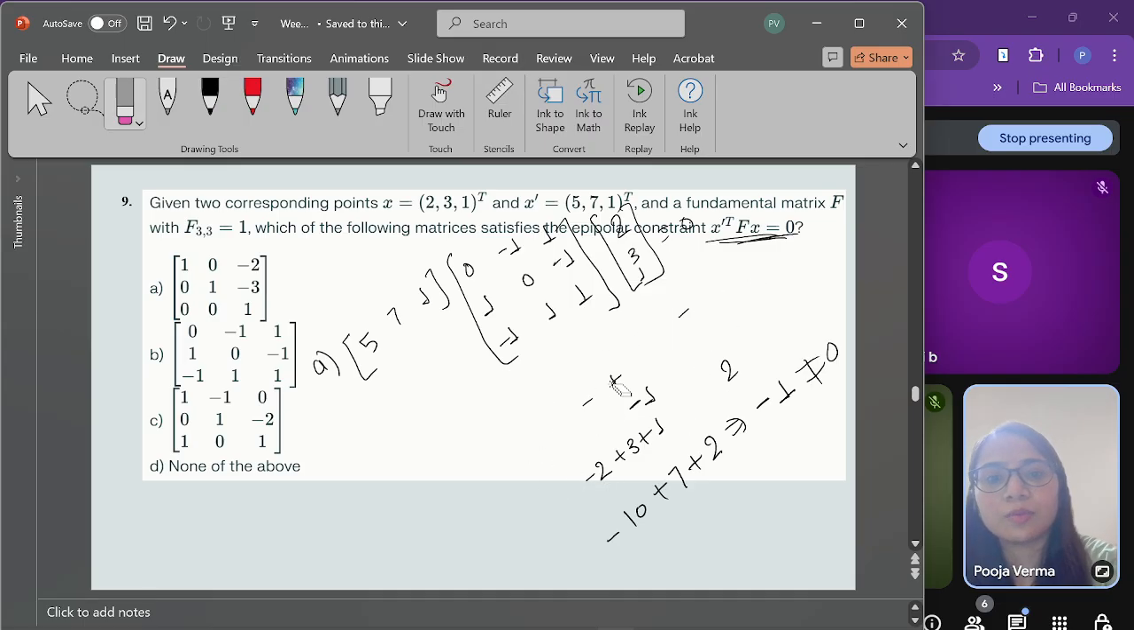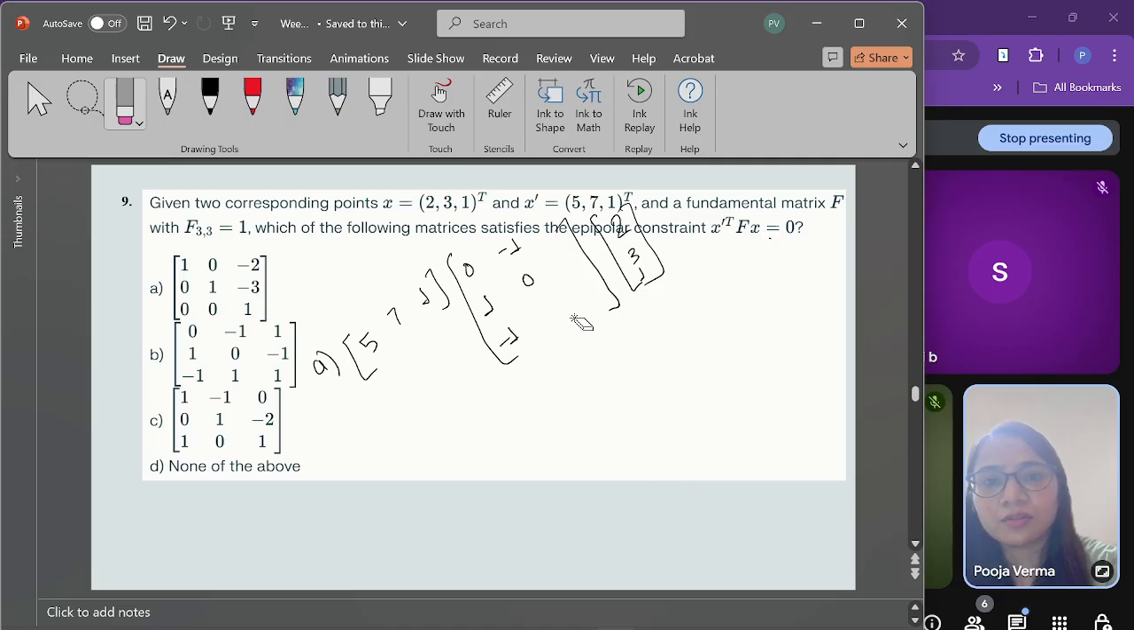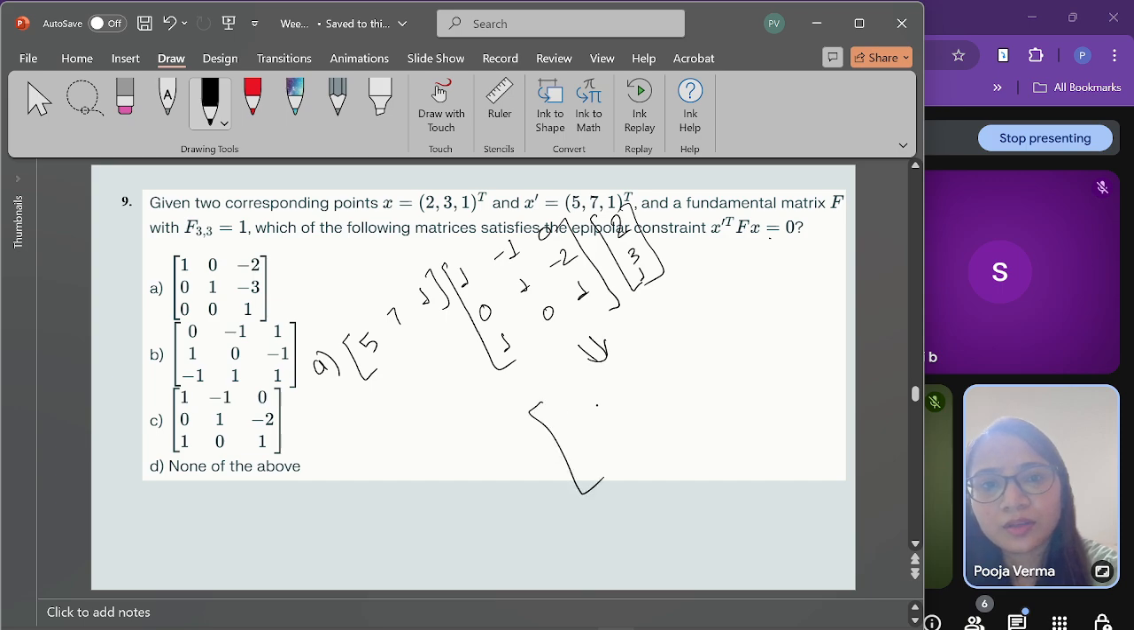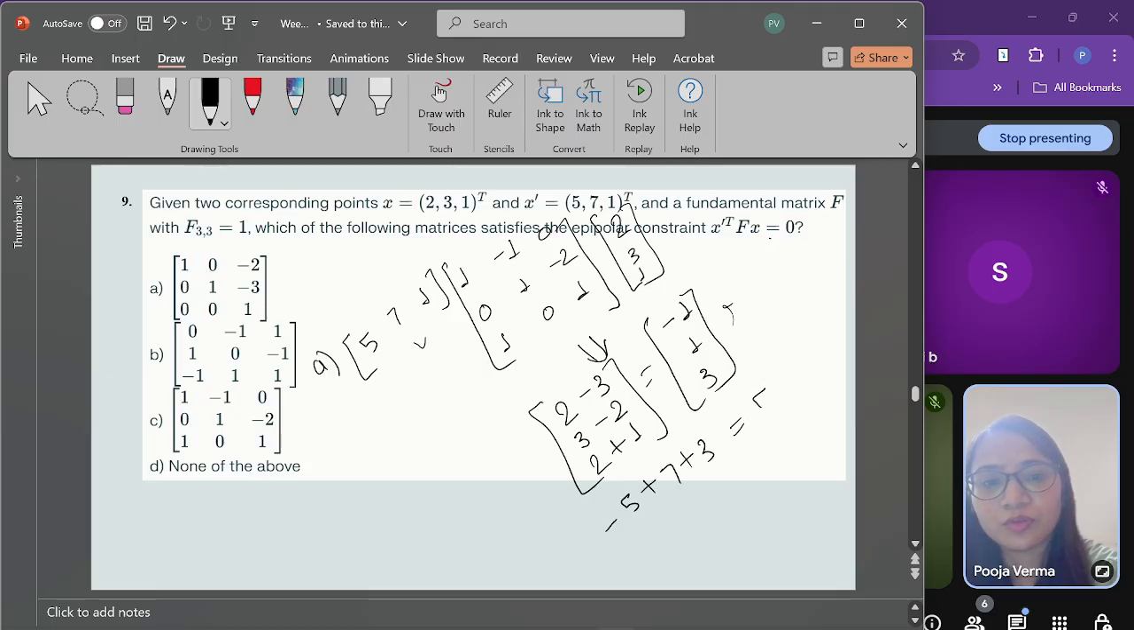Now check with the options. Last one, option C, otherwise none of the above is the correct answer. So 1 minus 1, 0, 0, 1 minus 2, 1, 0, 1. So just here you will get 2 minus 3. Here you will get 3 minus 2, 2 plus 1, right? Here you will get minus 1, 1, 3. If you multiply with this one, you will get minus 5 plus 7 plus 3. So you will get 5, right? It is also not equal to 0. That means option D, none of the above, is the correct answer. That is satisfying the F matrix.